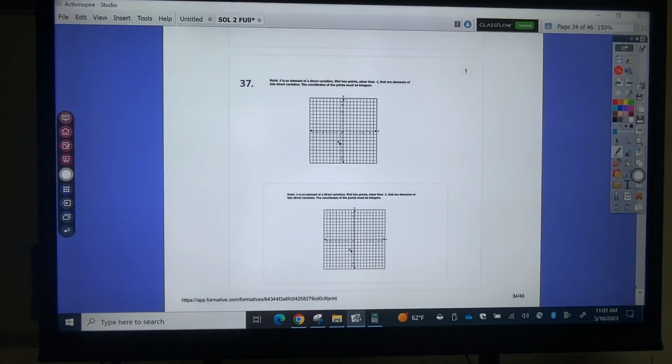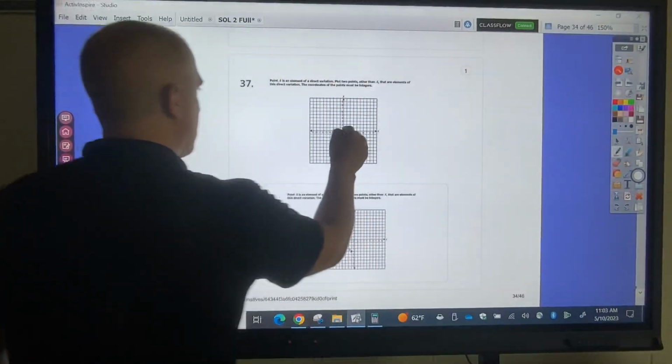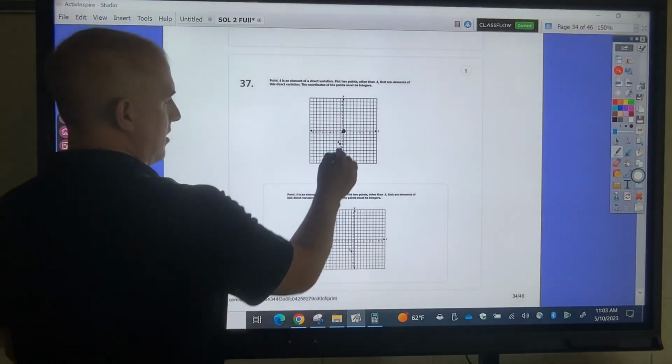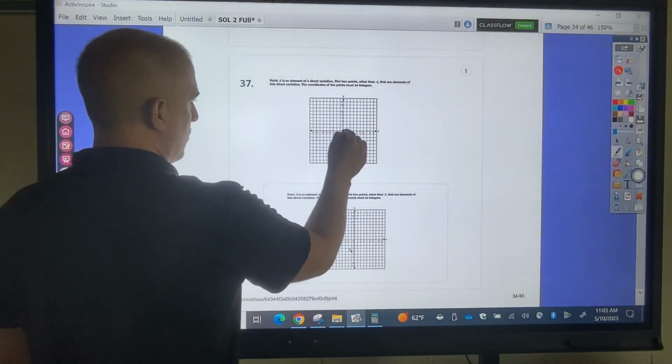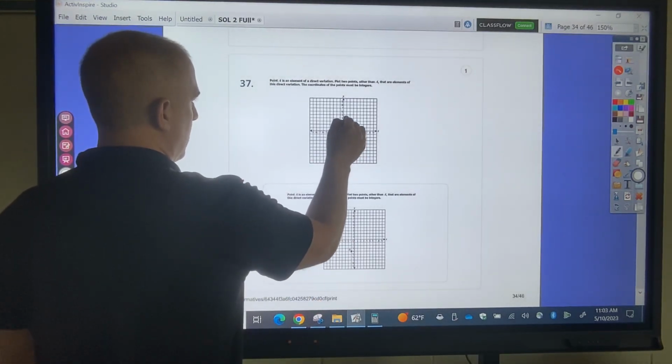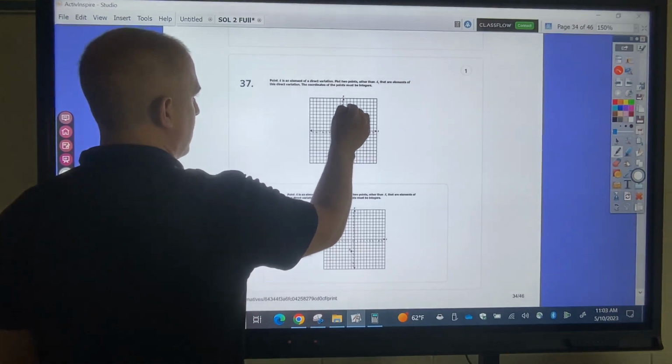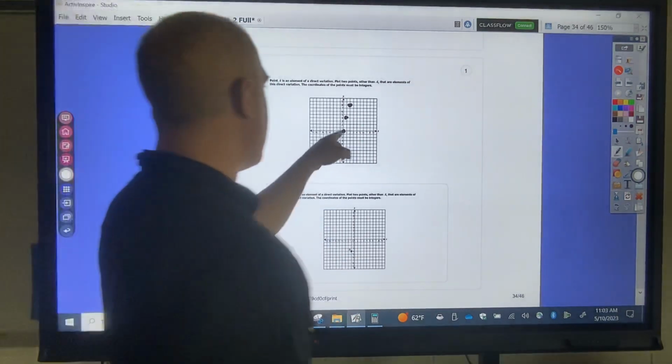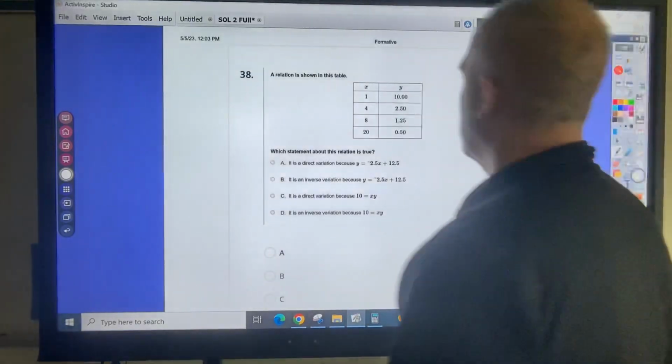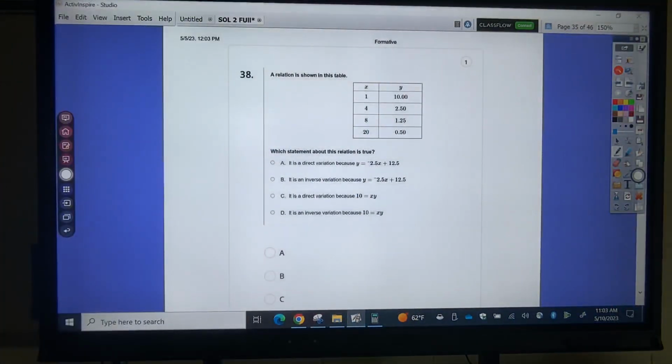What we have to know about direct variation is it goes through the center. So that's 1, 4. So 1, 1, 2, 3, 4. 1, 1, 2, 3, 4. That's how you make that. Don't overcomplicate that. It has to go through the center. Okay? All right? Direct or inverse.